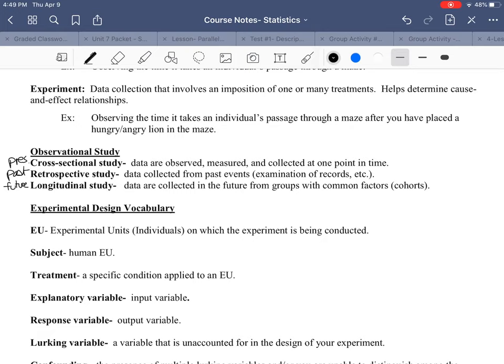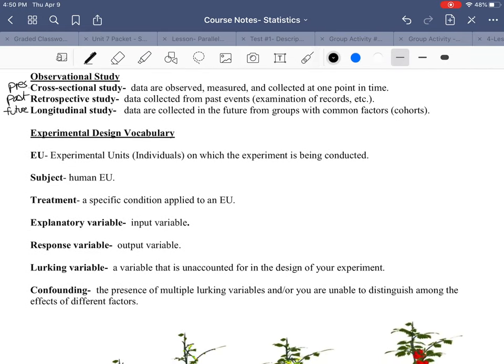A treatment is the condition that's applied, and that treatment is going to involve some sort of explanatory variable. That's the input variable, right? So if I apply a treatment, that treatment could be medicine, right? The explanatory variable could be the type of medicine, could be the dosage. Those are the two basic ideas, but if you think about anything else that is applied to medication, those could be in play. So some medicines you need to take with food, some it doesn't matter. So those are some things that you'd want to take into account.